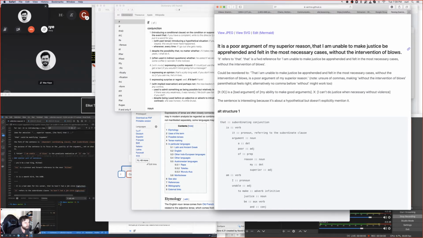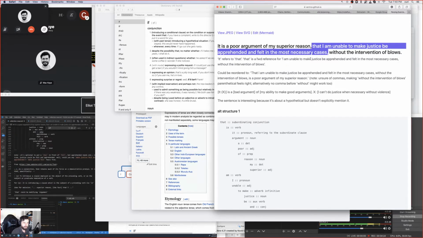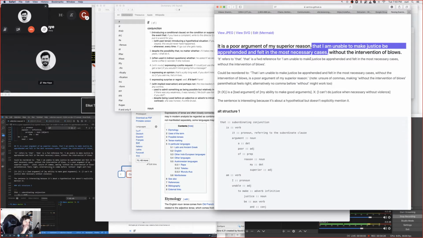This sentence is a bit awkward because of the word placement. They have the expletive at the beginning, so this it refers to this. So what the sentence really means is this thing, that I'm unable to make justice and so on, is a poor argument. But he's put it out of order. I did try rearranging it a few times, because you can say that I'm unable to make justice be apprehended and felt is a poor argument of my superior reason, and you lose the it.